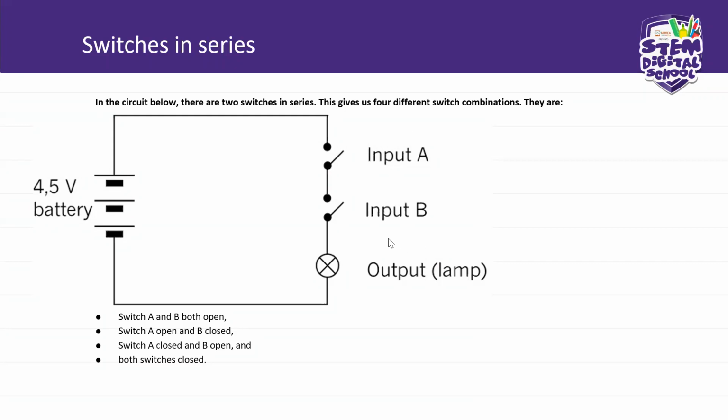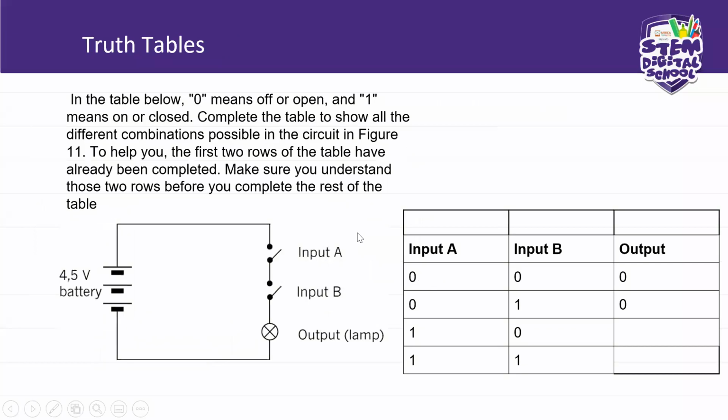Okay. Now, let's see. We can put that in the truth table. We can put the behavior of this output component, which is a lamp. We gave it values when these switches are closed or open. Now we can put this in a truth table. We call this a truth table. When we connect circuits, we look at the behavior of our circuits, then we analyze it in a truth table.